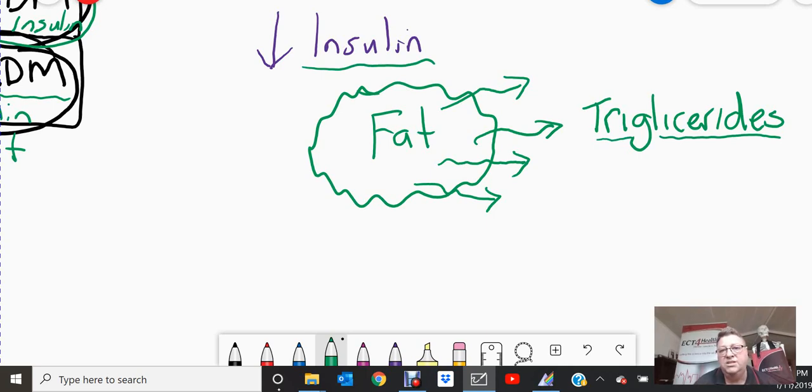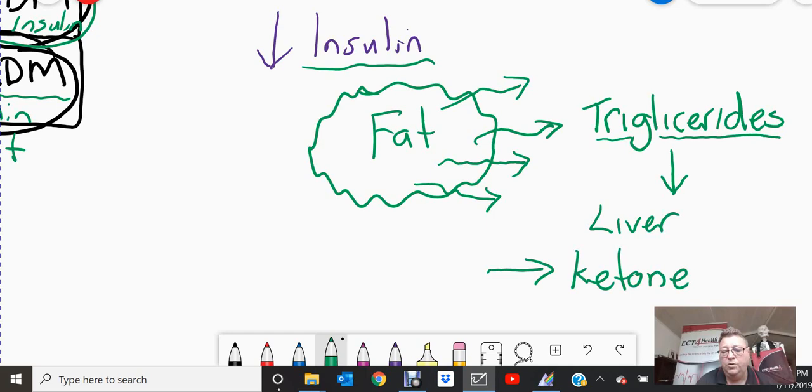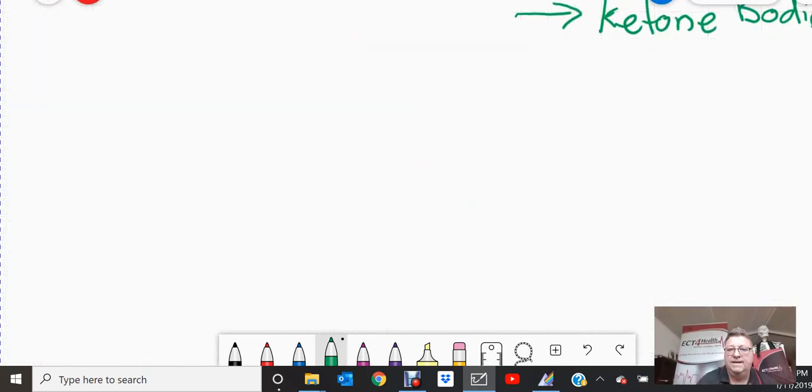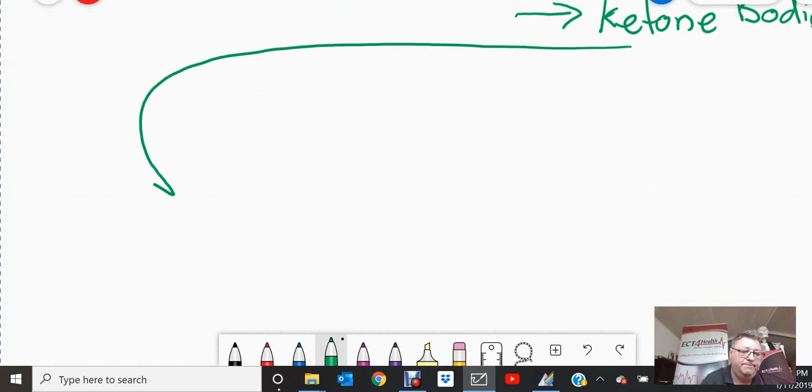And as the triglycerides are released into the bloodstream, they go to a number of different organs in the body where they're oxidized, where they're burned. Triglycerides in the liver are converted into ketones, or what's called ketone bodies. And these ketone bodies are acidic.